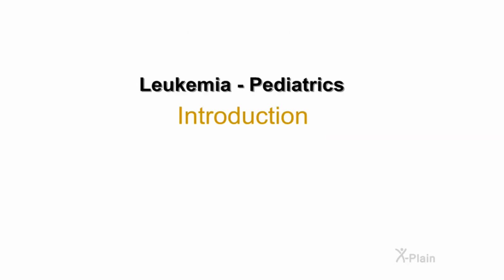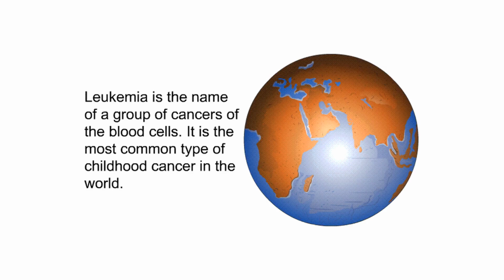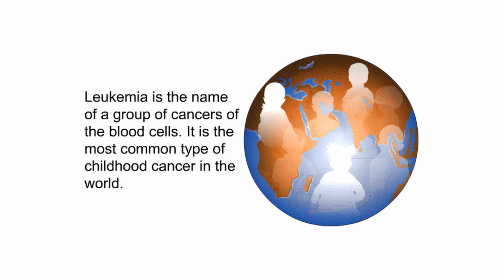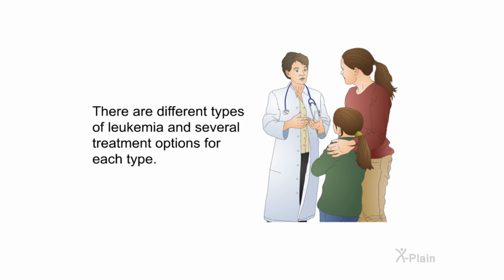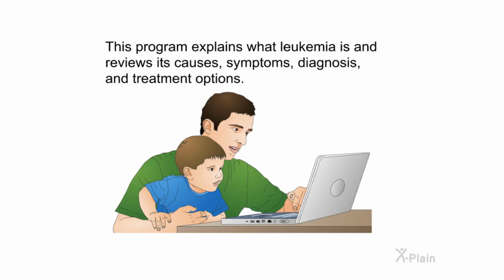Leukemia. Pediatrics. Introduction. Leukemia is the name of a group of cancers of the blood cells. It is the most common type of childhood cancer in the world. There are different types of leukemia and several treatment options for each type. This program explains what leukemia is and reviews its causes, symptoms, diagnosis, and treatment options.